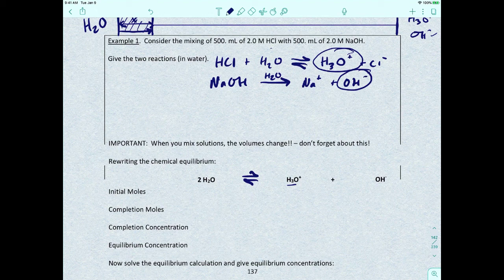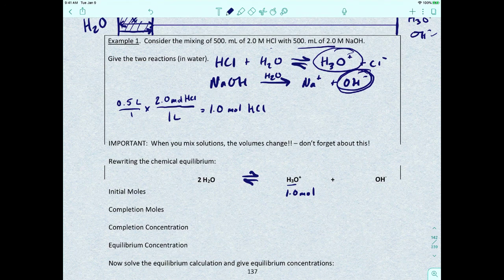So at the top, you know you're mixing 500 milliliters of 2.0 molar HCl. If we take 0.5 liters and multiply by that molarity, 2.0 moles of HCl over 1 liter, 0.5 times 2 is going to be 1.0 moles of HCl. That's what I'm going to write over here for the initial moles of H3O plus. Okay. For OH minus, I've got 500 milliliters times 2.0 molar NaOH.